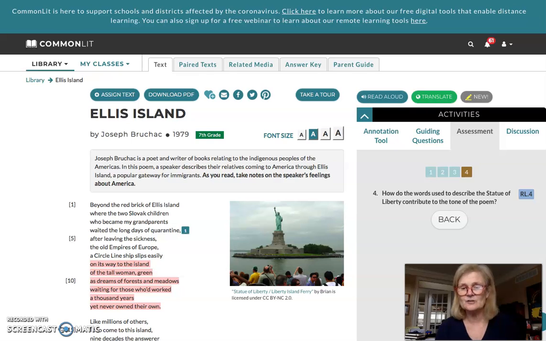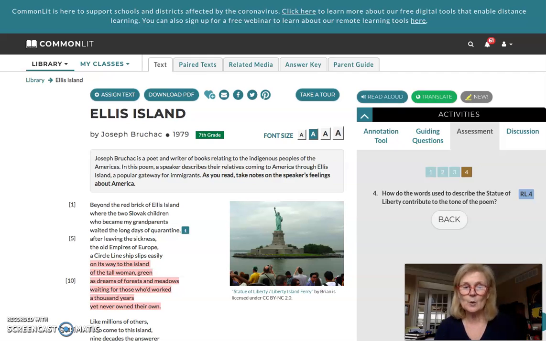Now I have to look at what is going to be my assertion about the author's attitude. What very specific words can I use to describe how this author feels about Ellis Island or about immigration?